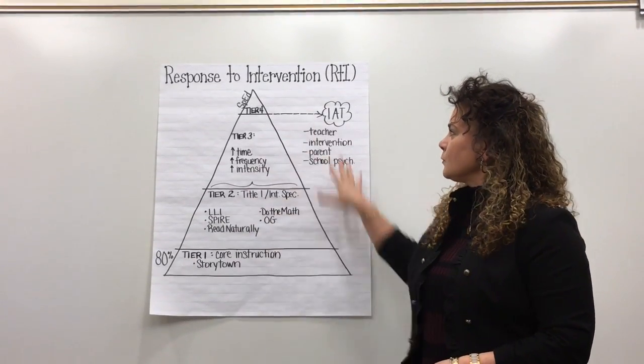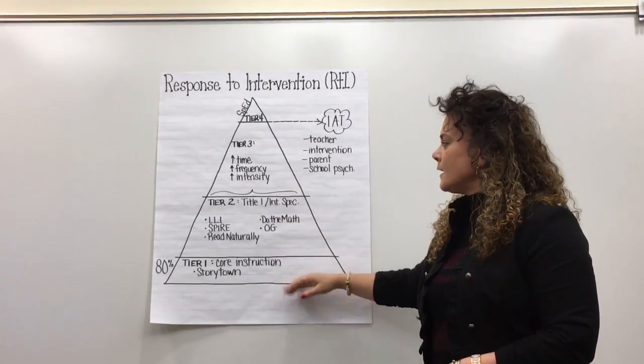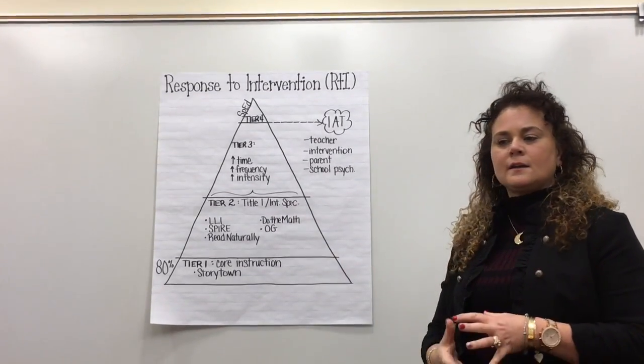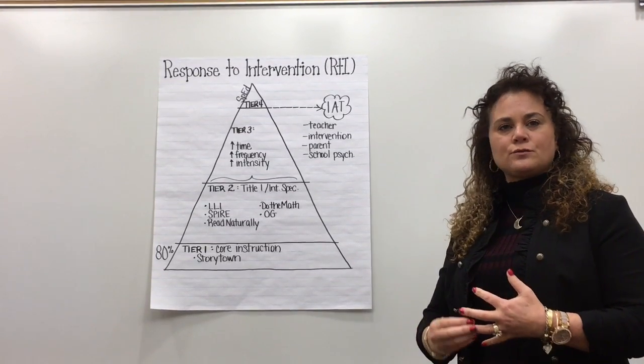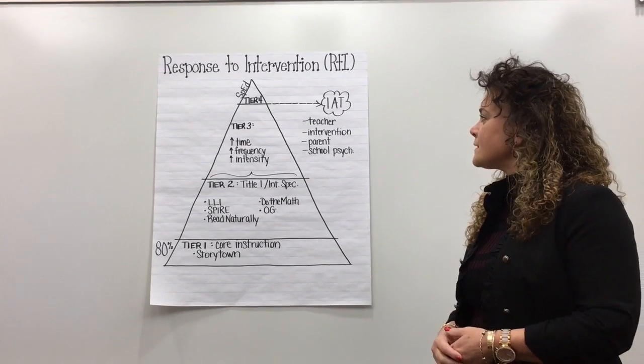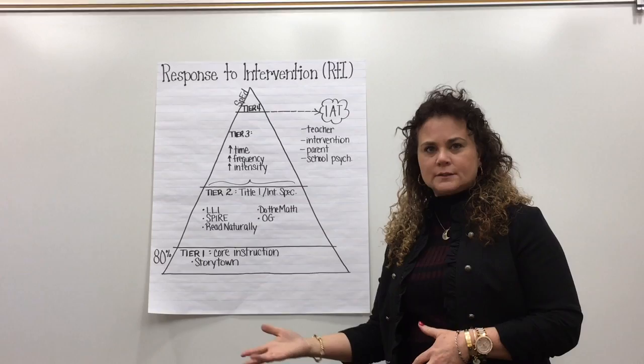So in the response to intervention triangle, you have your tiers of intervention. The RTI system is a process. It's not a meeting, it's not what you do, it's the process that you go through every single day, weaving in and out of these tiers based on what the child needs.